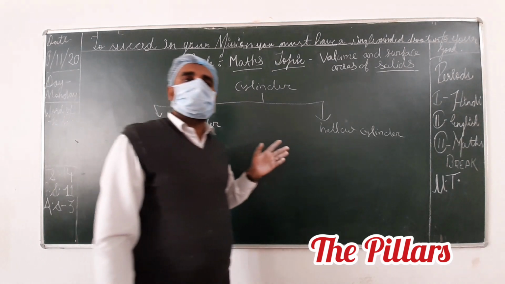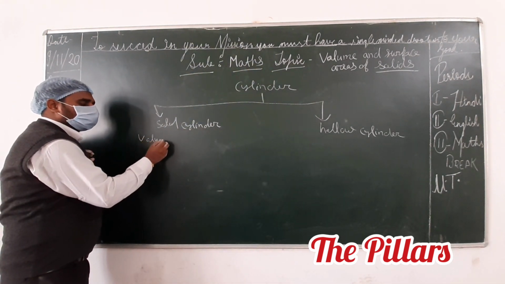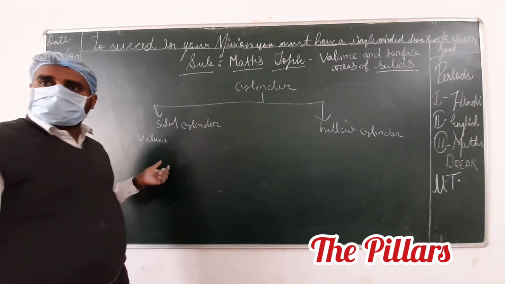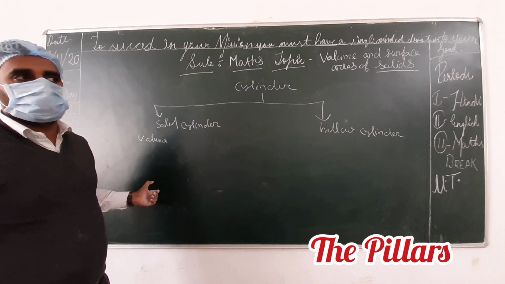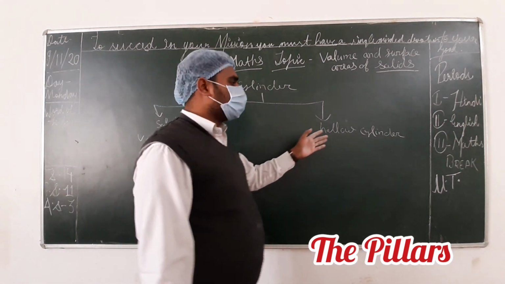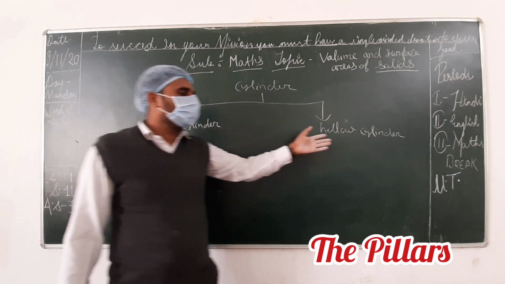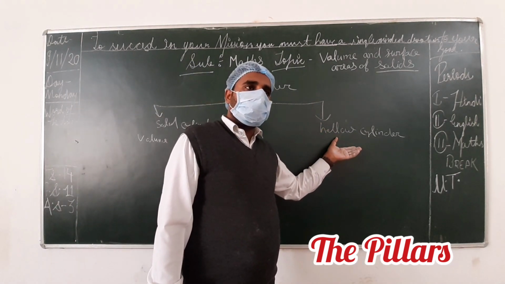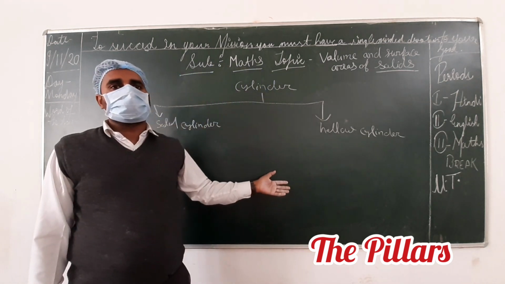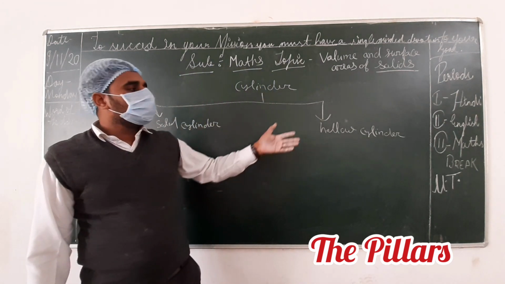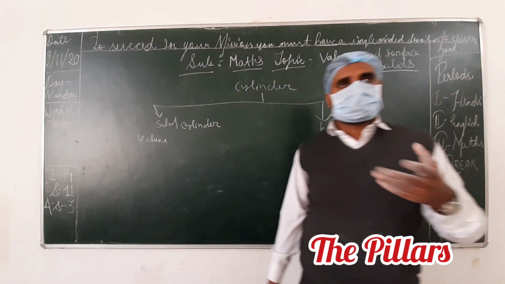We have to discuss the volume, the curved surface area, and the total surface area of the solid cylinder. Similarly, we have to discuss the volume, the curved surface area, and the total surface area of the hollow cylinder. In this topic, does anyone have any doubt? Then today I will ask some questions.